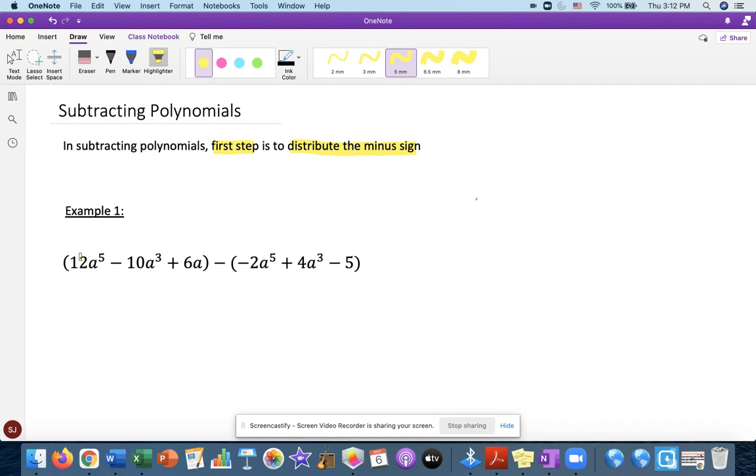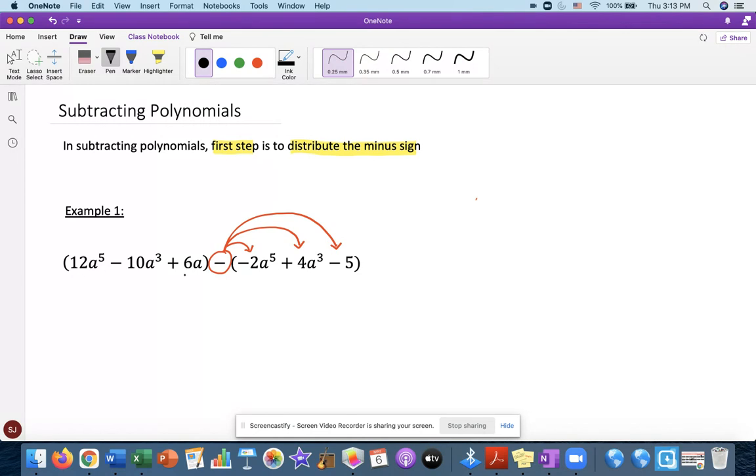Example number 1 says 12a to the fifth power minus 10a cubed plus 6a, minus negative 2a to the fifth plus 4a cubed minus 5. So you can see that we have a subtraction sign in the middle. When I say the first step is to distribute the minus sign, I'm talking about this sign here. What we're doing is distributing this minus sign into every single term inside the second polynomial. So let's go ahead and see what we have after the distribution.